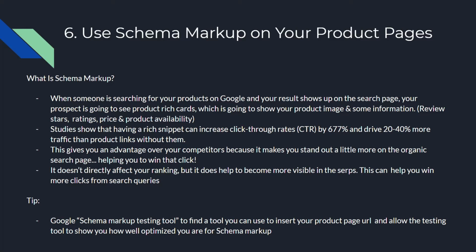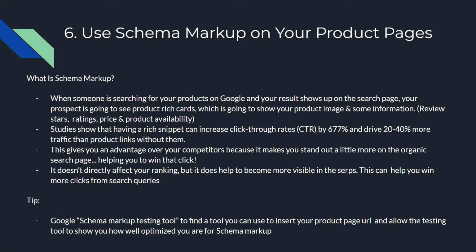Studies have shown that having a rich snippet can increase click-through rates by 677%, and even drive 20 to 40% more traffic than product links without them, simply because they stand out. This gives you an advantage over your competitors because it makes you stand out a little more on the organic search page and helps you win that click. It doesn't directly affect your ranking, but it does help you become more visible in the search engines, and this can help you win more of those clicks from the search queries your pages are showing up for.